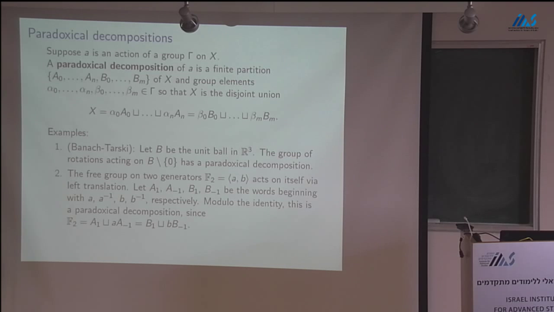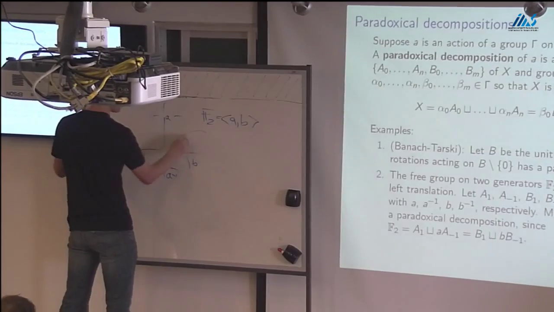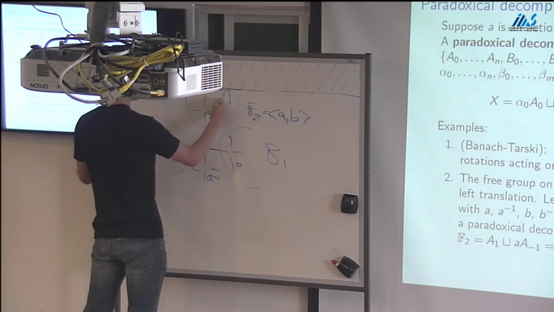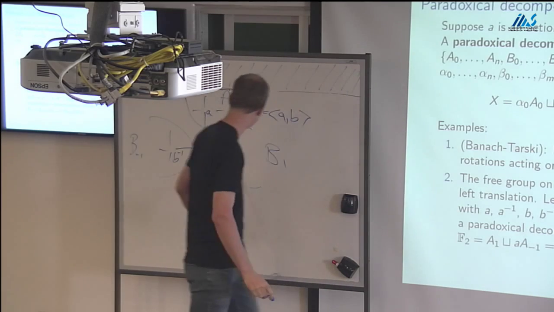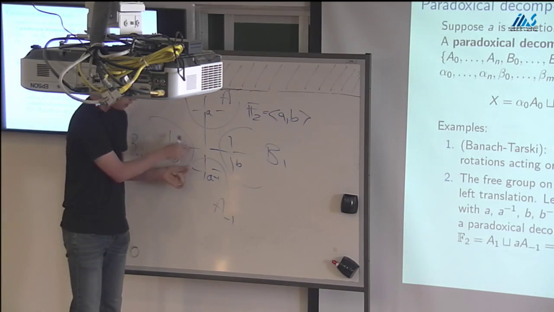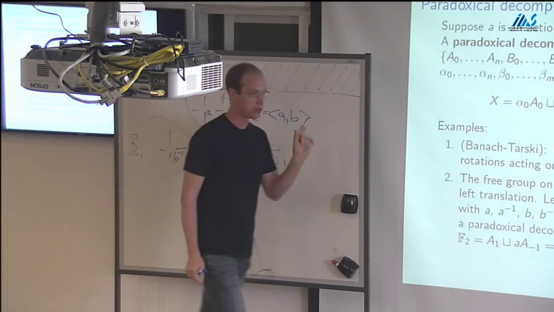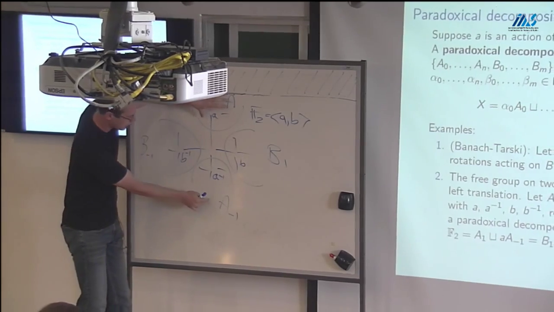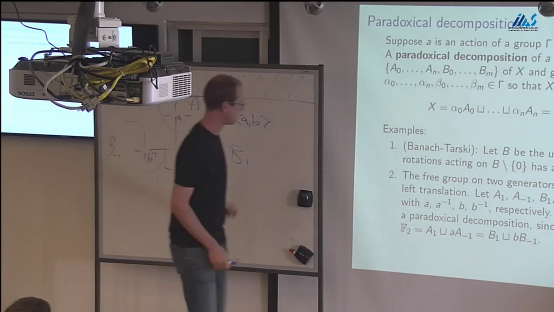But here's F_2, and here are the words in F_2 that begin with a, and a inverse, and b inverse, so this is the set B_1, this is B_{-1}, this is A_{-1}. Now if I take A_1 and a times A_{-1}, the a and a inverse cancel out. And this set of group elements, a times A_{-1}, is everything that doesn't begin with a. So that's the remainder of the group. If I shift this up, now A_1 and a times A_{-1} partition F_2. And similarly with b times B_{-1} and B_1.